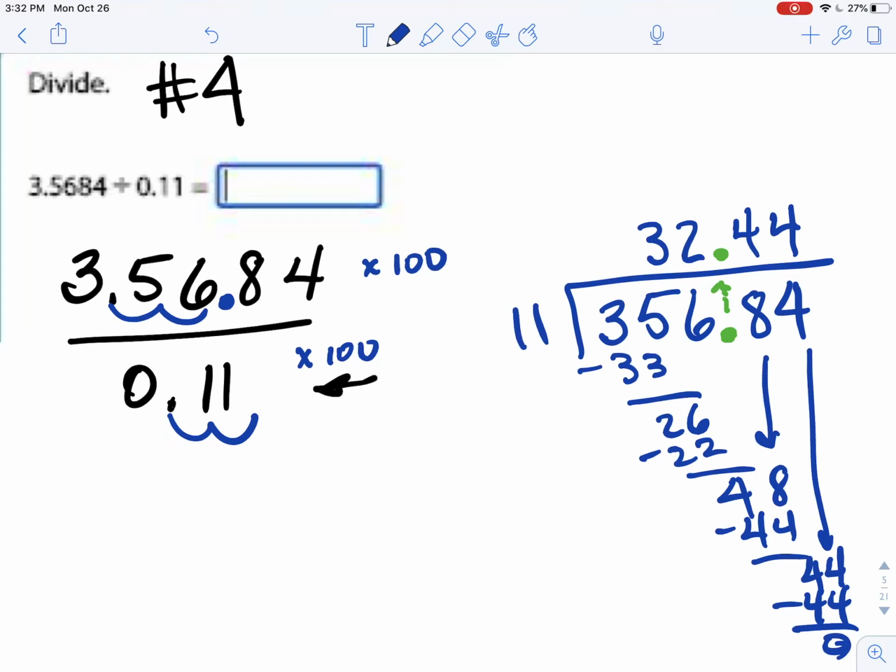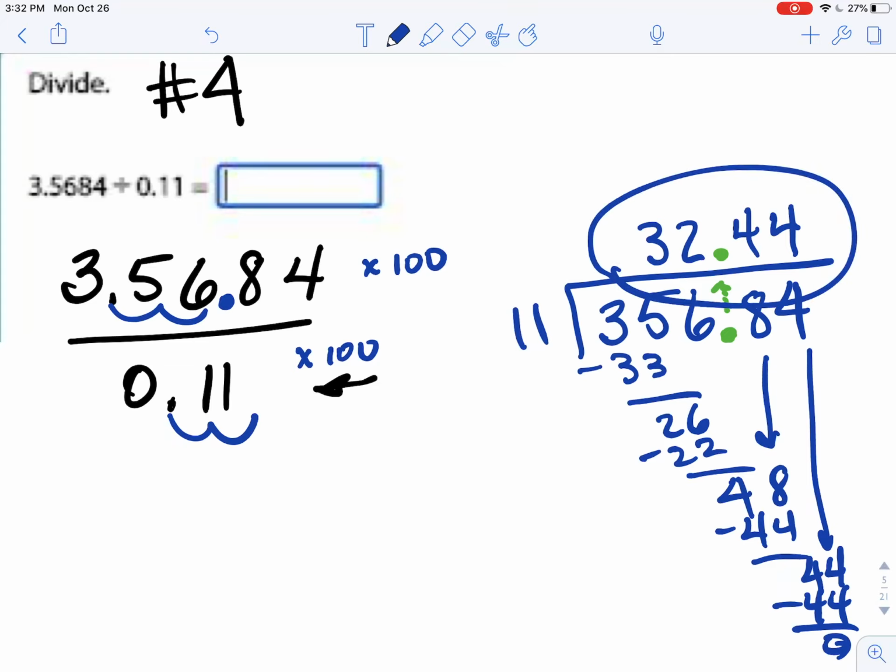Okay, let's check on the calculator. Clear. 3.5684 divided by 0.11, 32.44. Done. Always check on the calculator.